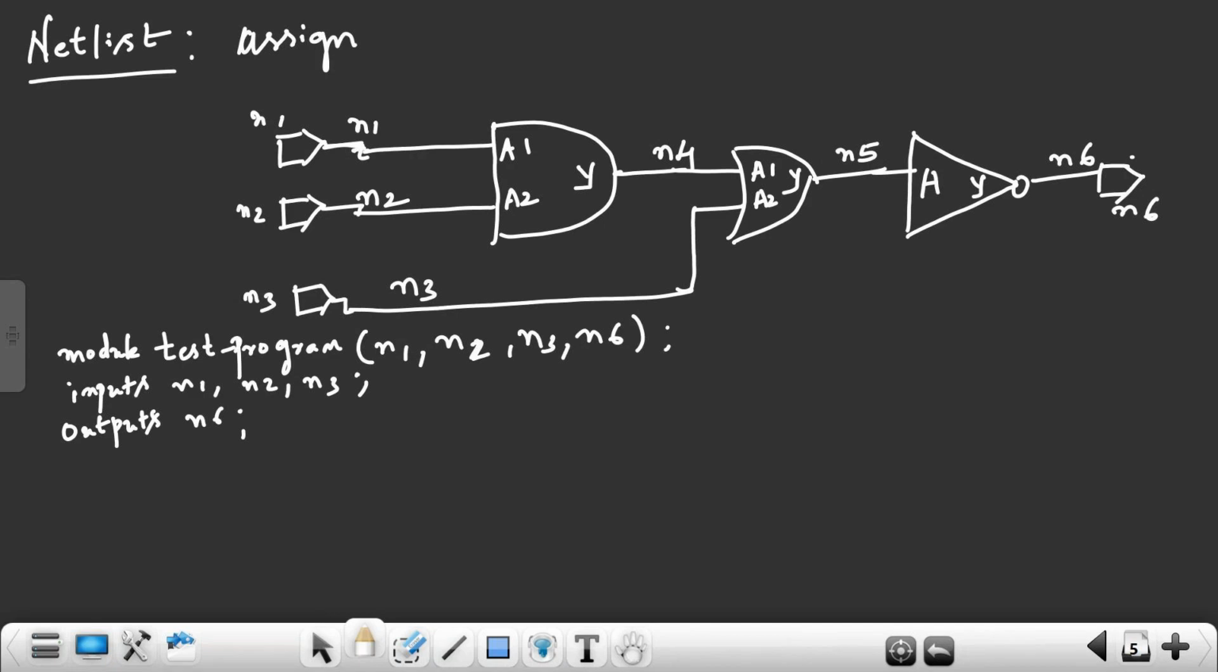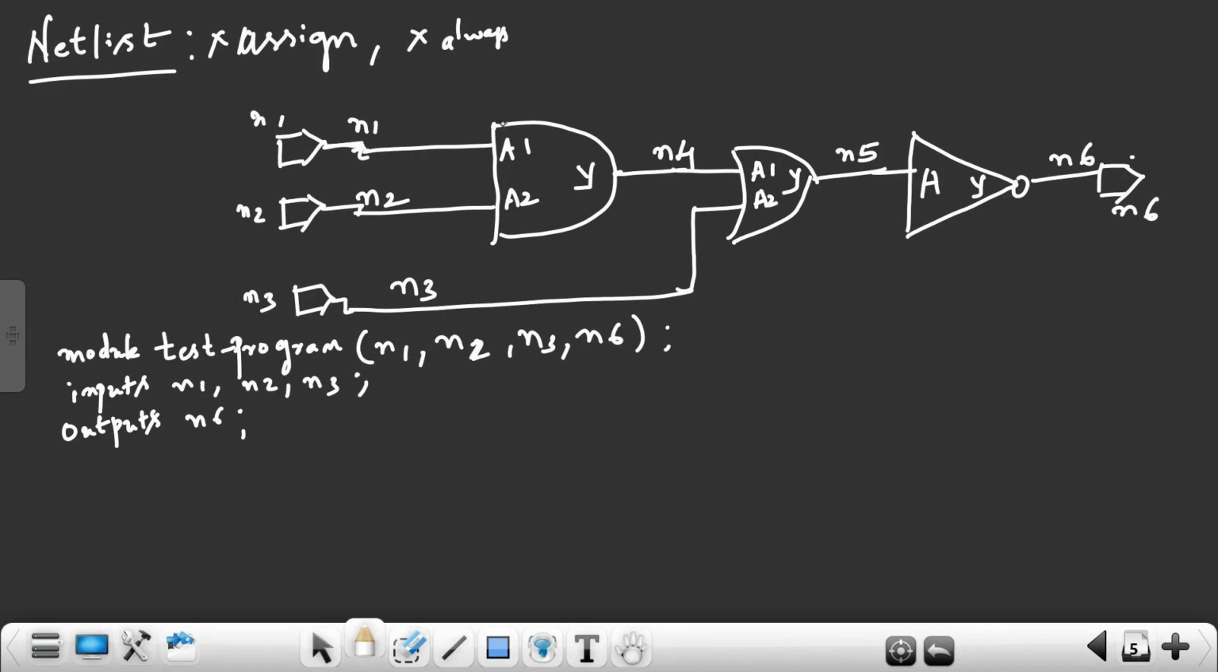If you write assign statements outside the always block, I should use the keyword assign. So a netlist should not have any assignment statements, and should not have any always block. It should have only gates and their connection information. That's it. That should be present in your netlist, not anything apart from that. Only that is called a netlist.